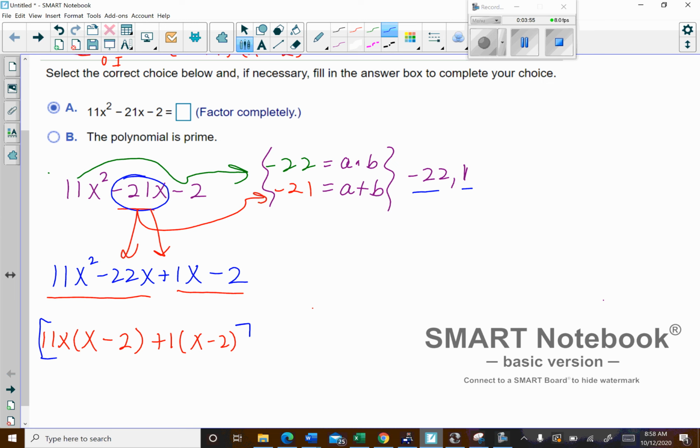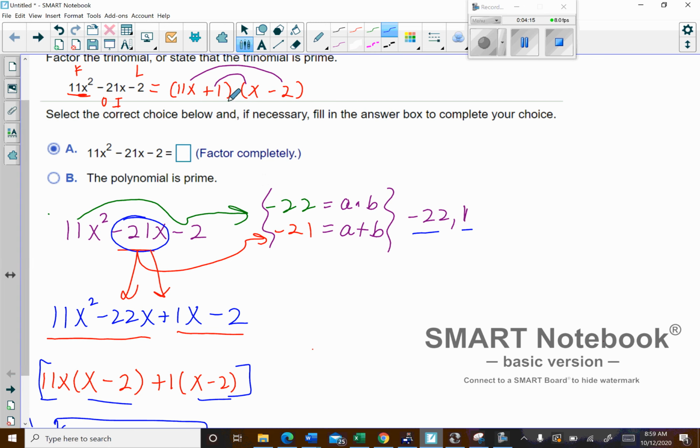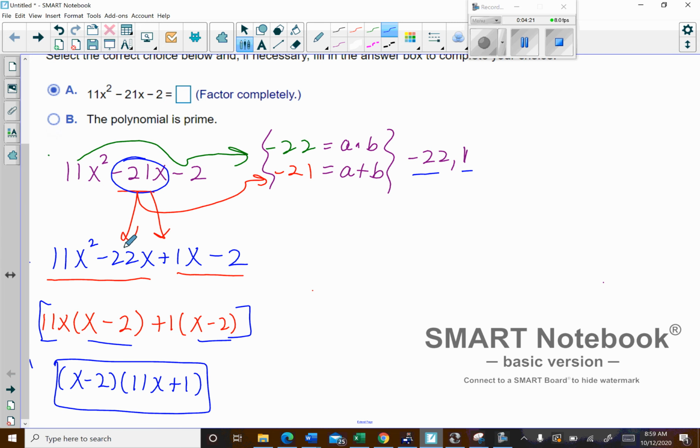And then what we'll do here is factor out the x minus 2. So x minus 2, and then we're going to have 11x plus 1. And there we go. So it's the same answer I have up here. It's just in a different order. As you can see, this took a lot longer, but once you do it a bunch of times, it moves fairly quickly, and you have the pattern down. But it's up to you. If you like guess and check, that'd be fine too.